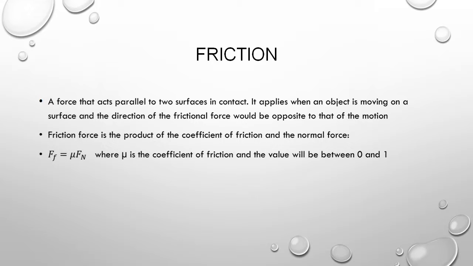Friction force is the product of the coefficient of friction and the normal force. And the formula is the frictional force equals mu times the normal force, where mu is the coefficient of friction and the value will be between 0 and 1.